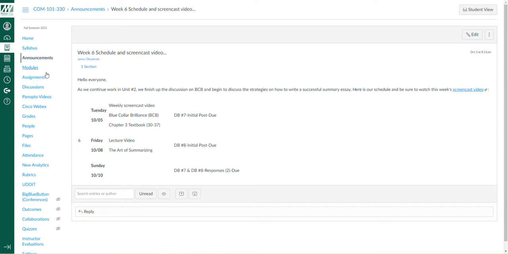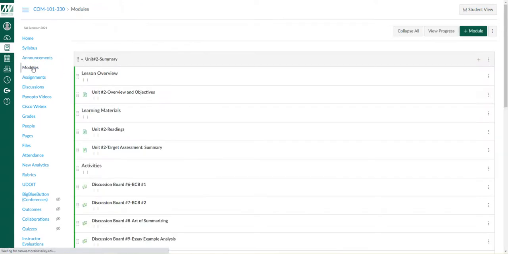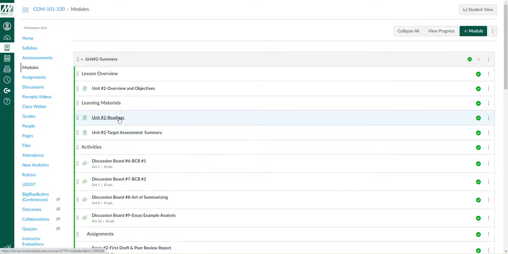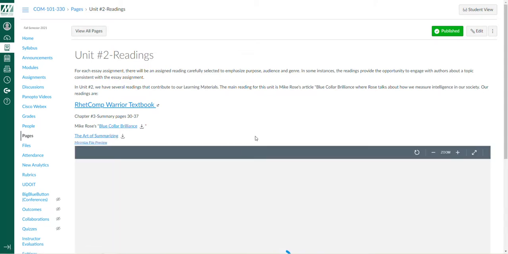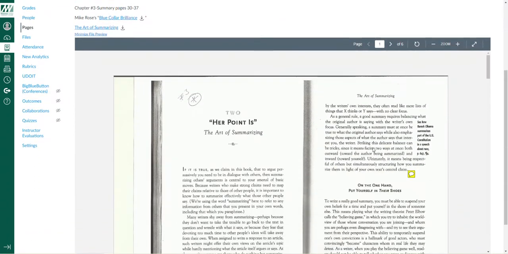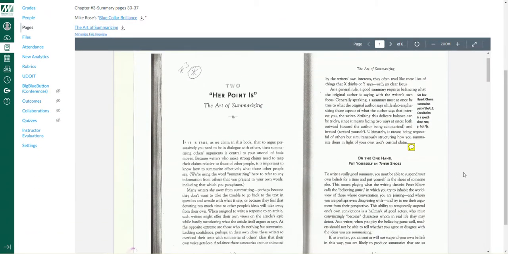So let's get over to the readings here on the module for Unit 2. We have not only Blue Collar Brilliance, right below that is the art of summarizing here. You can find the PDF. I want to talk a little bit about what you can find in this reading. Now, the art of summarizing is really a useful tool to help you understand long extended summaries.